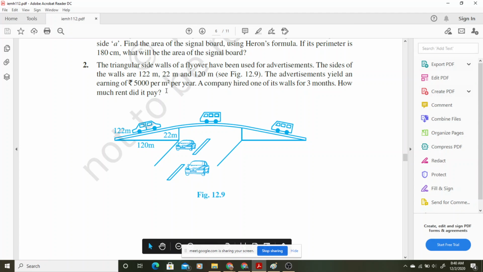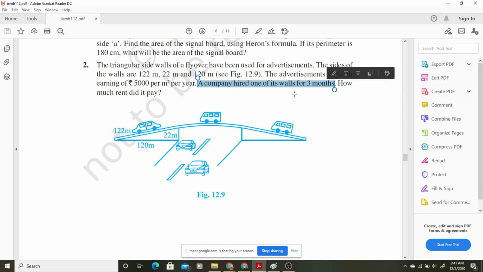see, they want to advertise on these walls, and the rate of advertisement is rupees 5,000 per meter square per year. For one year they have to pay 5,000 per meter square. So the first thing is we should know how much area we have for these walls. Suppose the advertisement company is hiring one of the walls, because it is written a company hired one of its walls for 3 months, only for 3 months they are hiring.